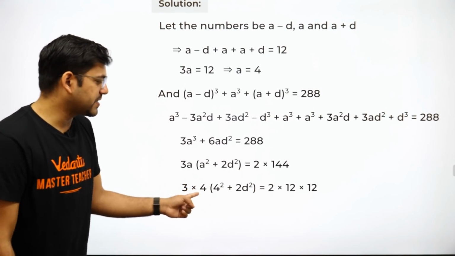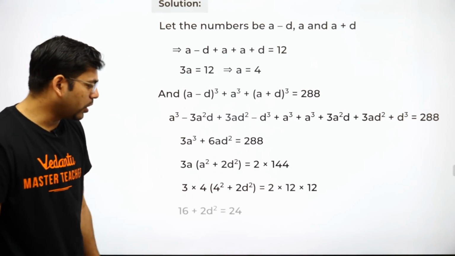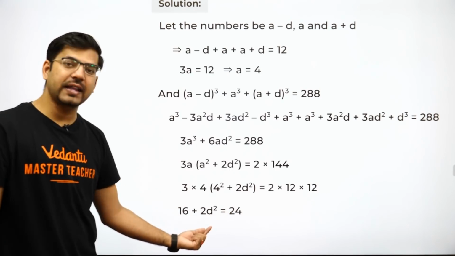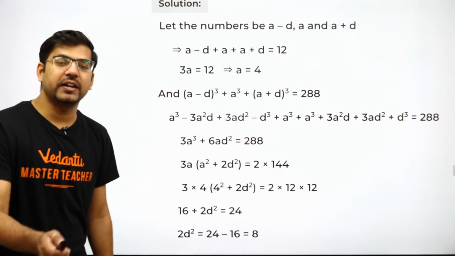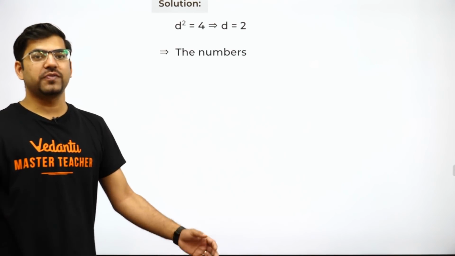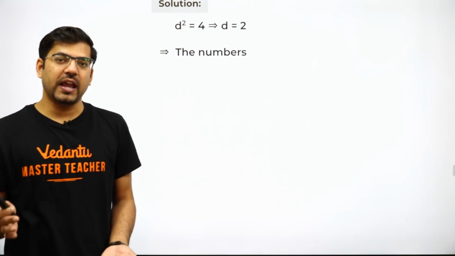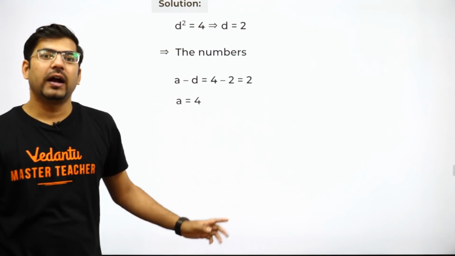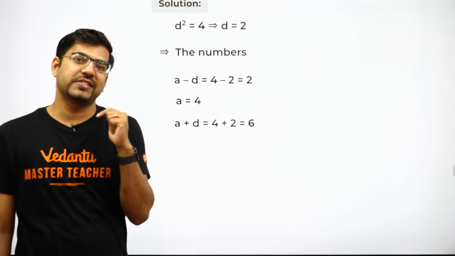So now I will just cancel: 4 3s are 12 and 12 will get cancelled, and putting all those values, 16, 2 into 12 is 24, 16 going to that side, 8, 2D square equal to 8, and 2 will cancel 8, and D will have a value of nothing but 2. So once we have got the value 2, now we can find the numbers A minus D, A and A plus D. So A minus D, 4 minus 2 is 2, then 4 and then 6. And hence we get all our 3 numbers: 2, 4 and 6.